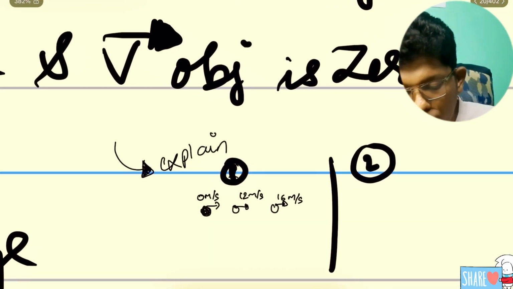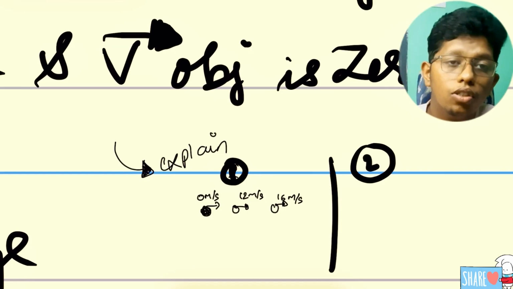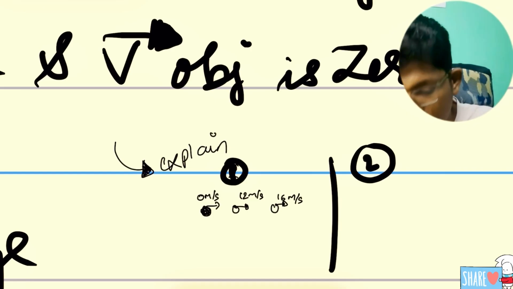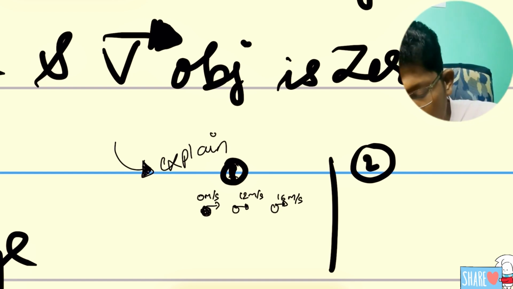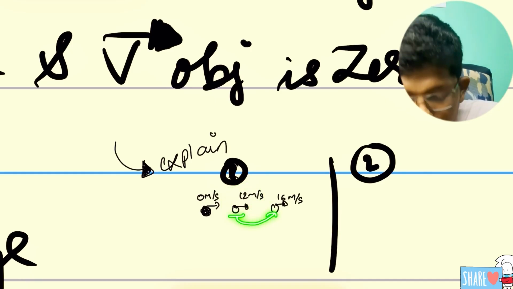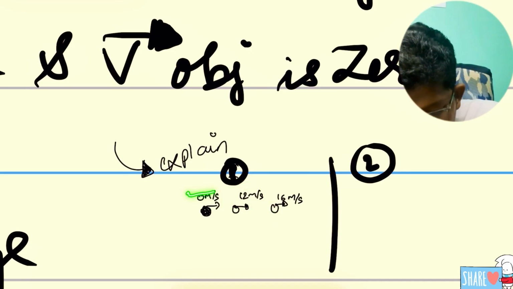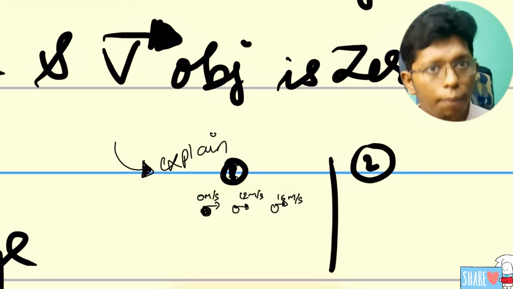If I start at t equal to 0, I have started the bike at 0 meter per second. I didn't raise it myself, the speed is 0 at the start. Then I went to 12 meter per second. Finally, I am going to 16 meter per second. If you see, the velocity keeps on increasing.